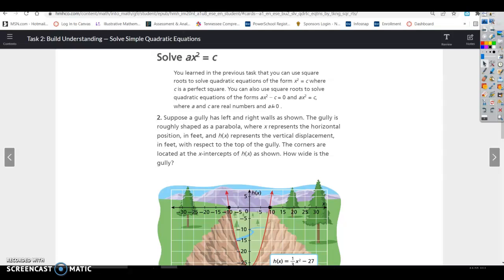Suppose a goalie has left the right walls as shown. The goalie is roughly shaped as a parabola, where x represents the horizontal position in feet and h of x represents the vertical displacement in feet with respect to the top of the goalie. The corners are located at the x-intercepts of h of x as shown. How wide is the goalie?